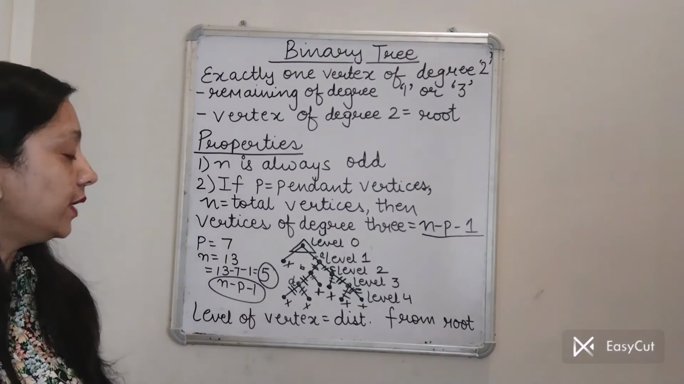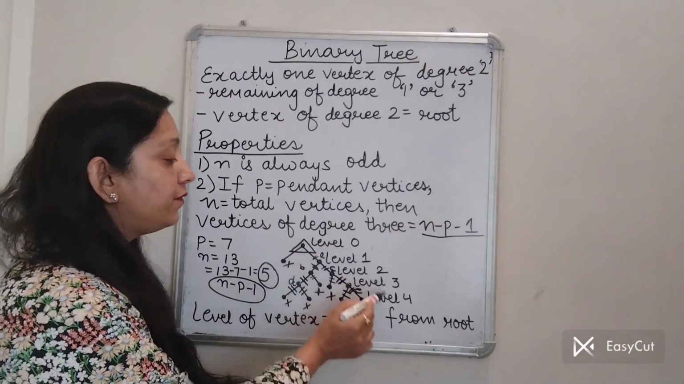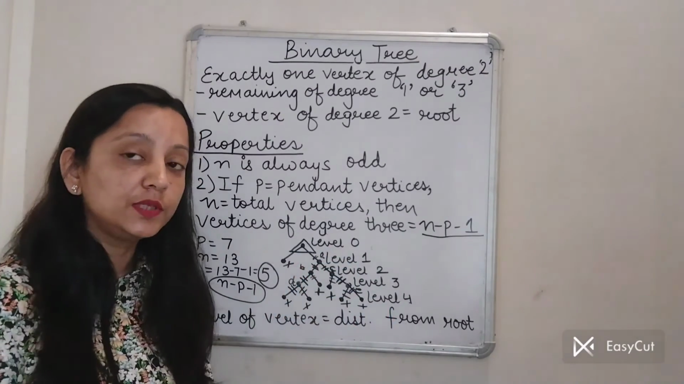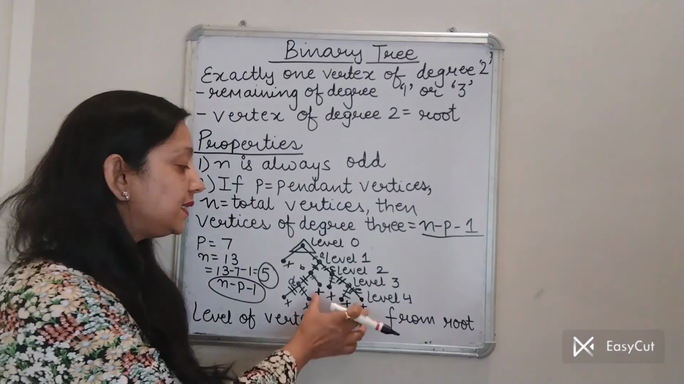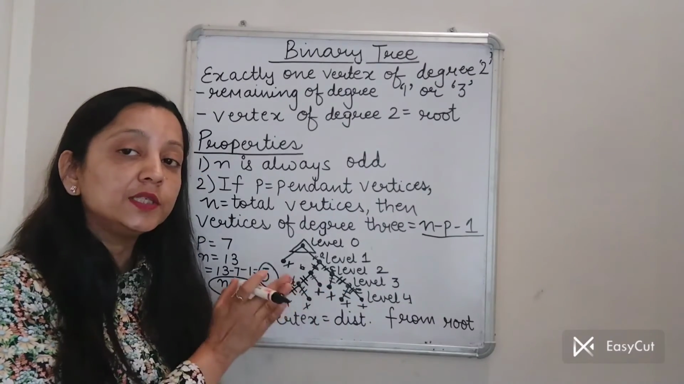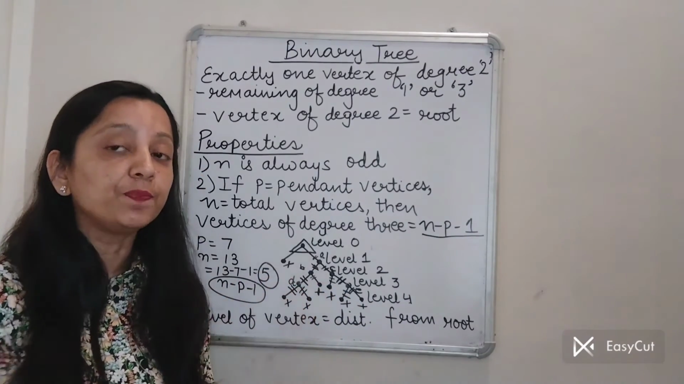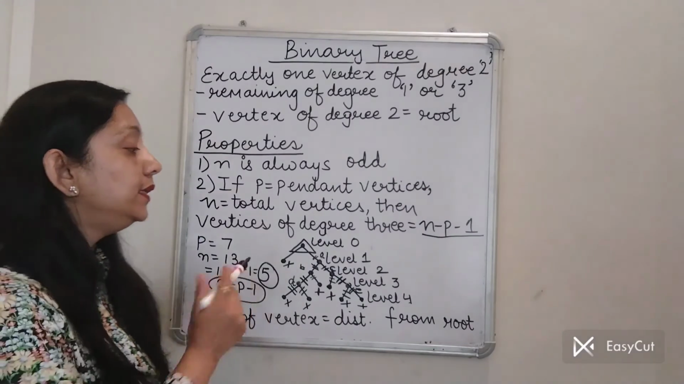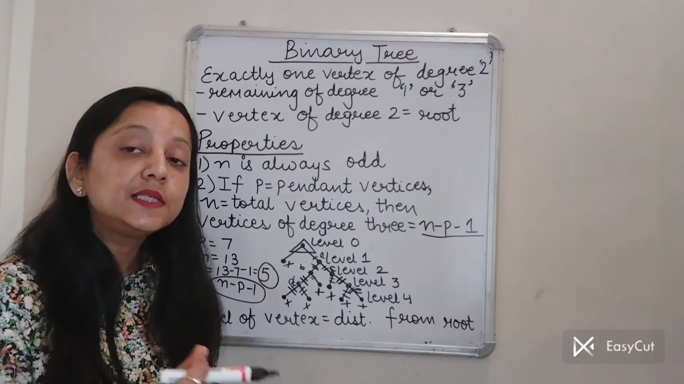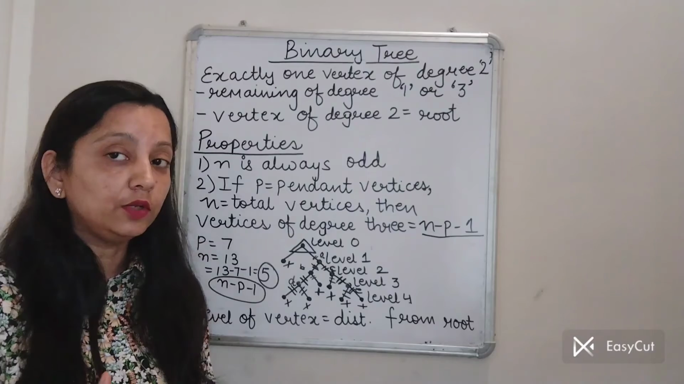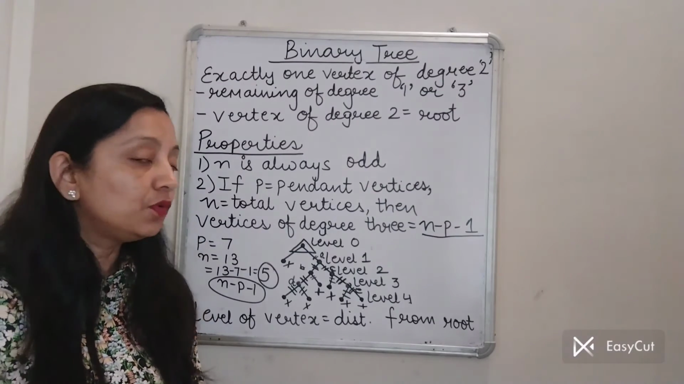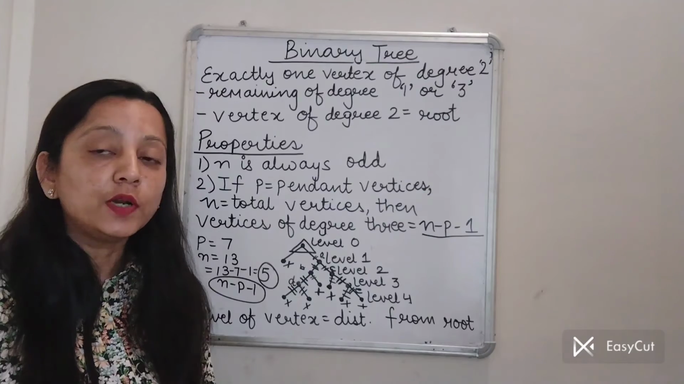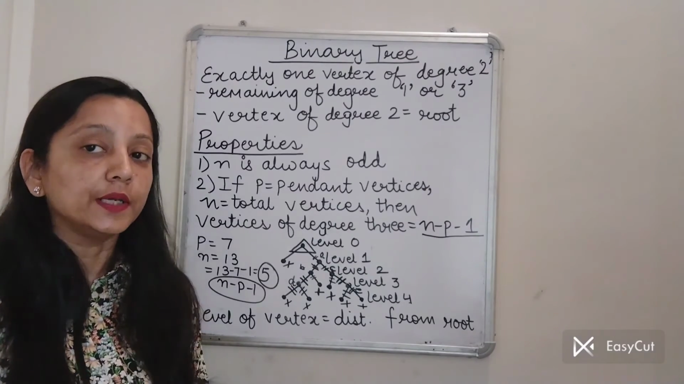Now what is the level of a vertex? Here I have written 4 different levels. It starts from level 0 and ends at level 4. So that means I can say that this particular binary tree is a 4-level binary tree. Now how do you decide the level of a vertex? The level of a vertex is the distance from the root to that particular vertex, or in other words, the number of edges between that particular vertex and the root vertex, right?